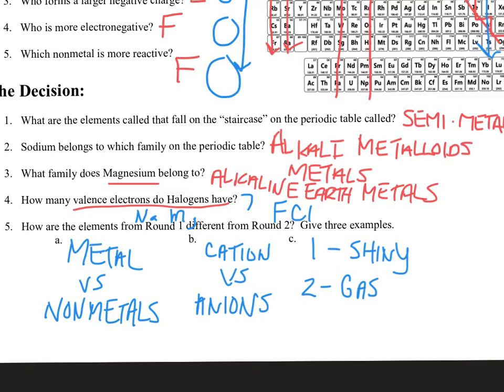You could do plenty more. You could say metals in group 1, in the round 1 group, they were in 2 different groups, where in round 2, fluorine and chlorine were in the same group or family. So there's a lot of differences between them. But in the end, I hope this helped out and allowed you to better understand how we can use the periodic table to find some different trends.